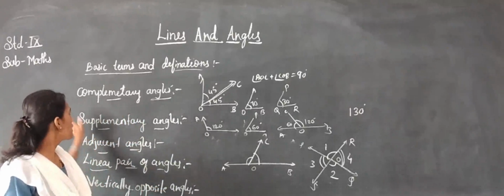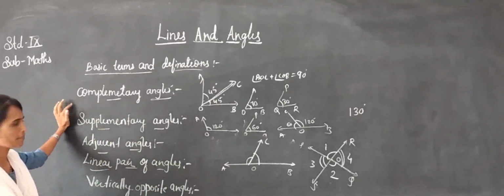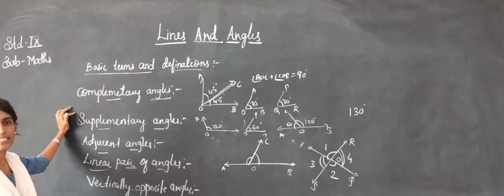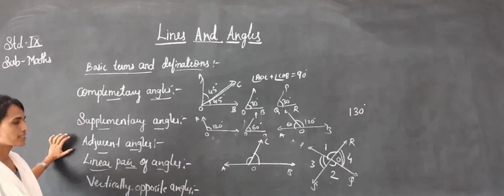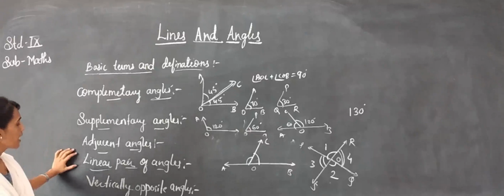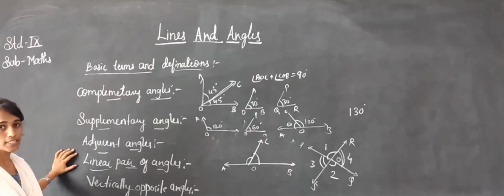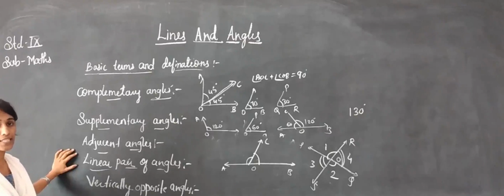So these are what? Complementary. The sum of two angles is 90 degrees, that is called complementary. The sum of two angles is 180 degrees, that we call supplementary. Adjacent angles means two angles have at least one side in common. The sum of two adjacent angles is 180 degrees. Otherwise, if the sum of two adjacent angles is supplementary, that we call a linear pair of angles.